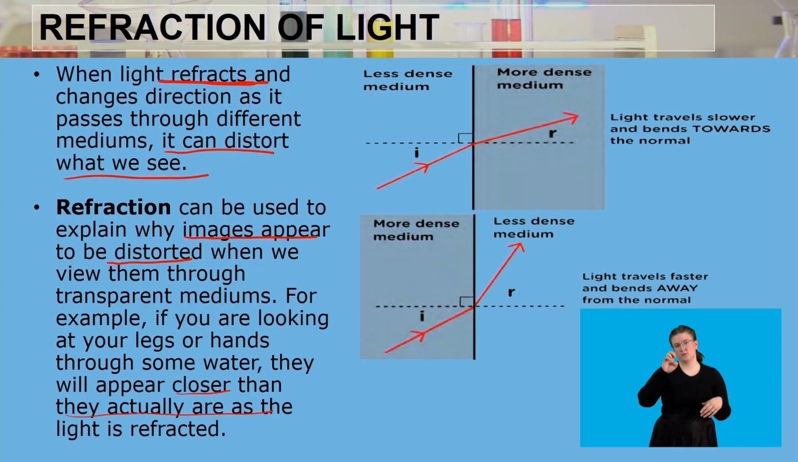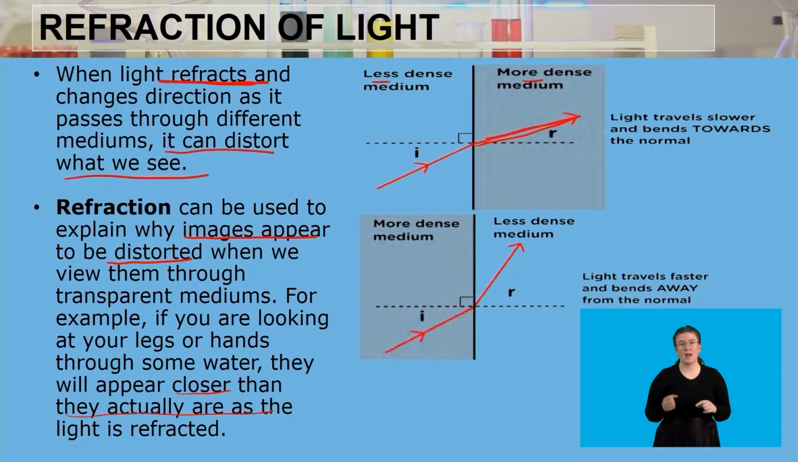Remember, we can be looking at our legs or hands through, in this case, water. They are going to appear as if they are closer than they actually are. Why does that happen? Because light is bending. Remember, light moving from a less dense medium, air, to a more dense medium, water, is going from less dense to more dense, so the light is going to bend towards the normal. And when that happens, the object that you are looking at will appear closer than it actually is. However, if it is moving from a more dense to a less dense medium, the object will appear even further than it actually is.